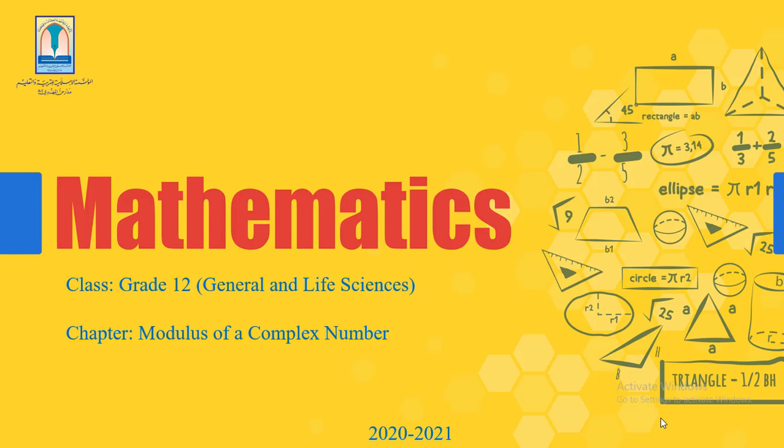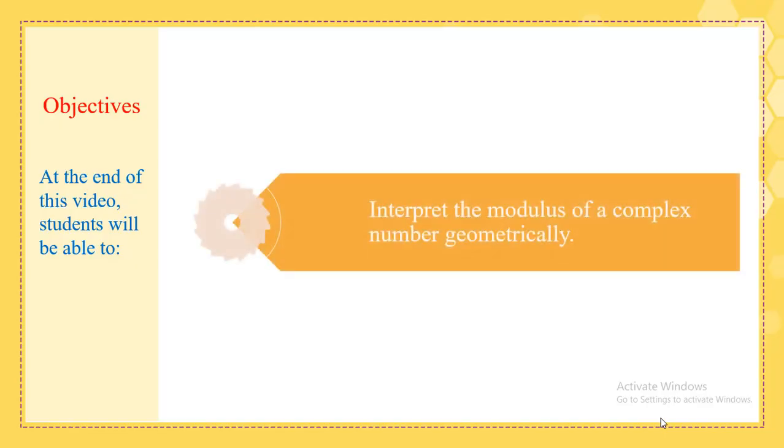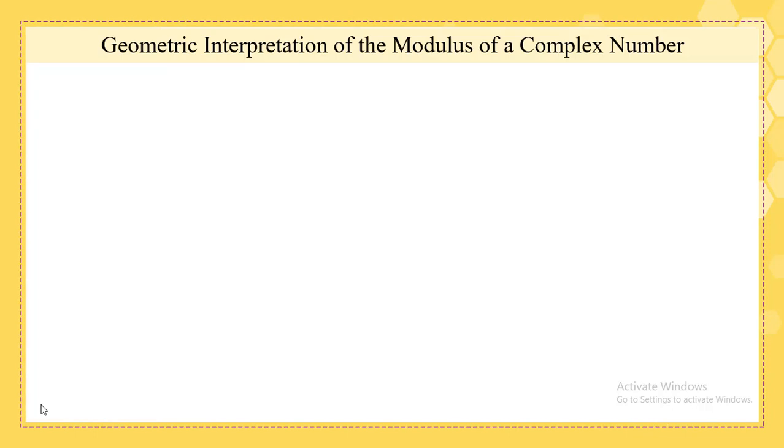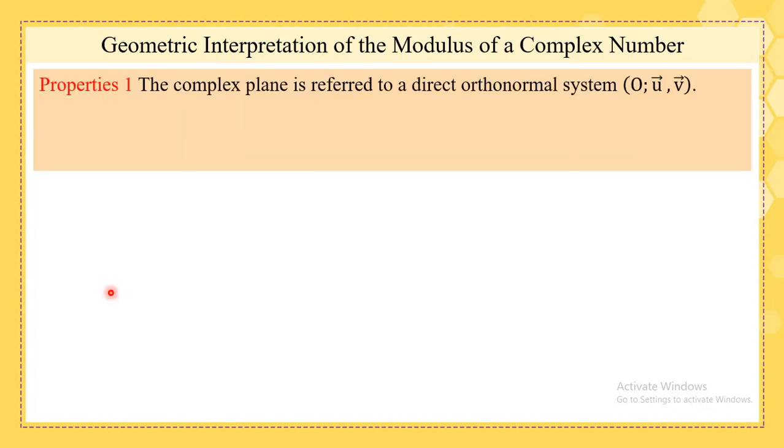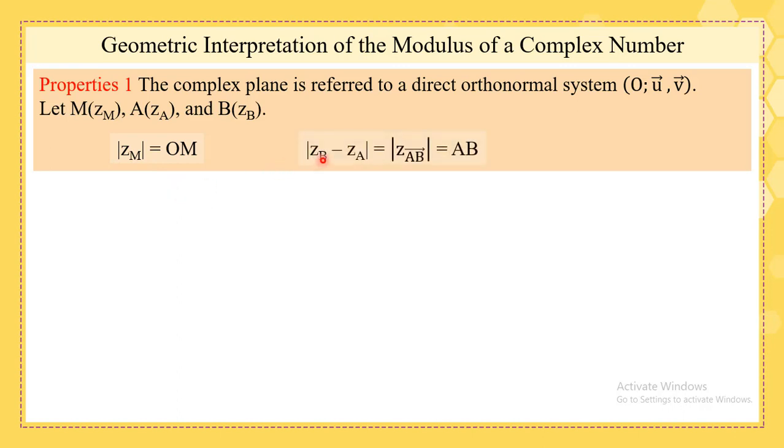Today we will continue talking about the modulus of a complex number. Well, M, A, and B are 3 points with affixes Zm, Za, and Zb. We saw first that the modulus of Zm is the distance from O to M. We know also that the modulus of Zb minus Za is the modulus of Z of vector AB, which is the distance between A and B.